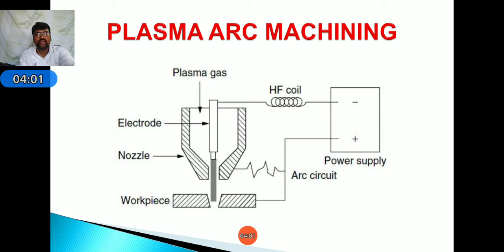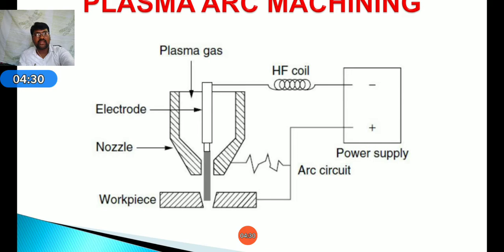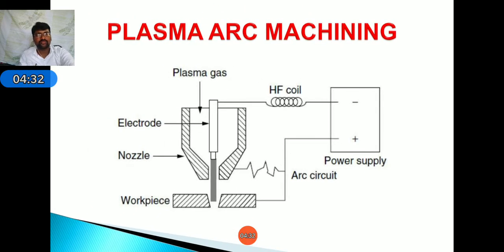Due to this, more electricity will pass through this gas. Here the nozzle acts as an anode, and some amount of heat will be developed. Whenever we heat this gas, the plasma gas is ionized and acts as a conductive material. Through this, the gas will pass through the nozzle.